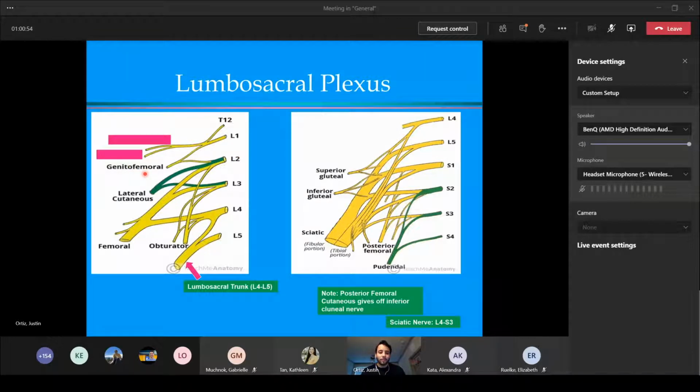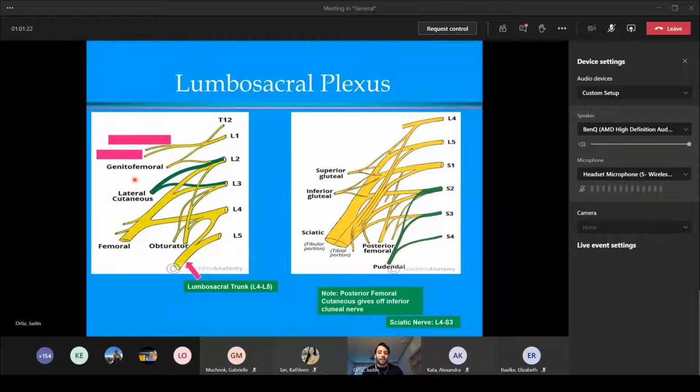But in regards to this picture, it's pretty easy to follow along with what's going on. So for example, you have genitofemoral, which is going to the perineal area, right? It's going to have some L1 and L2. You have lateral cutaneous, which would be having some L2 and L3. It's important to note that these nerves are just named after what they exactly do, right? So the lateral cutaneous is literally going to go to the lateral side of the thigh and supply cutaneous innervation.